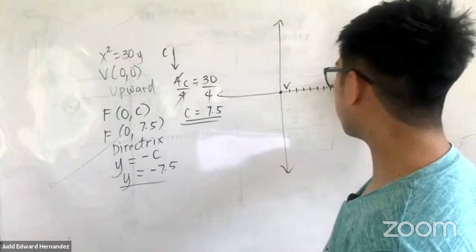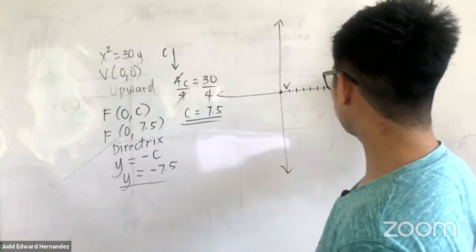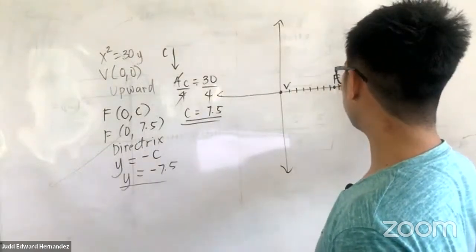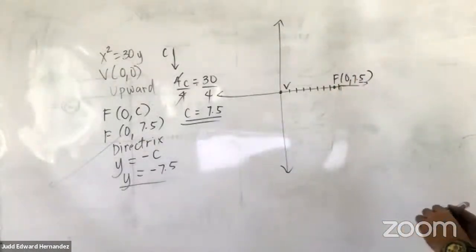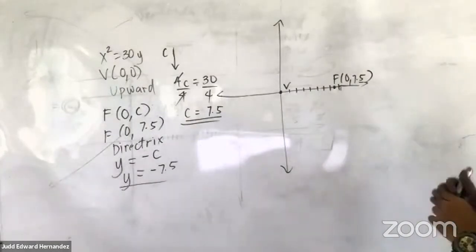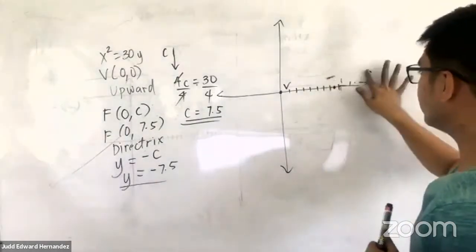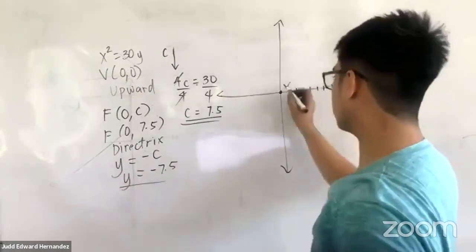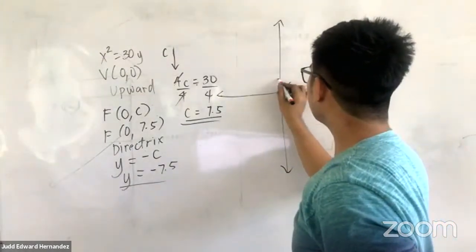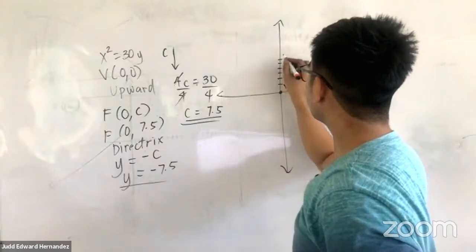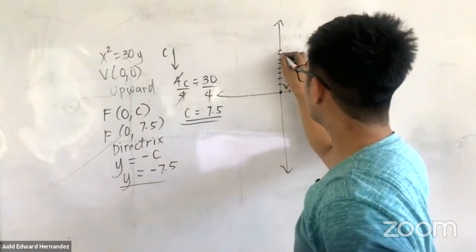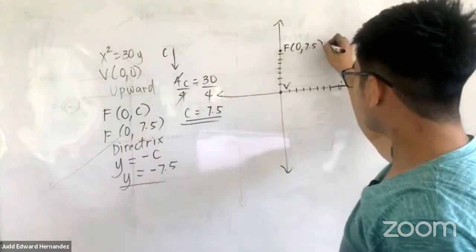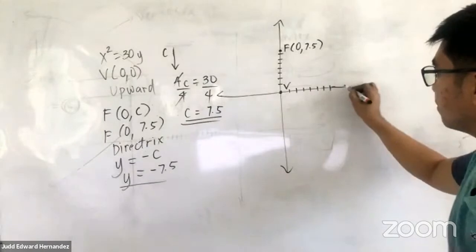Saan nga daw papunta yung parabola natin? Upward. Okay, this is the focus, 0, 7.5. Sure ba tayo na upward? Right. I know, this is not the focus. Okay, this is not the focus. Dapat yung focus natin paakyat. Okay, so 1, 2, 3, 4, 5, 6, 7. 7.5, this is the focus. It is located at 0, 7.5. Tama ni graph natin? Okay.